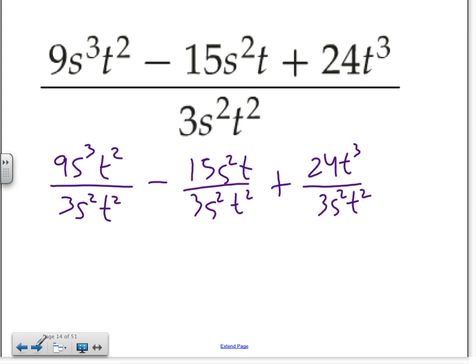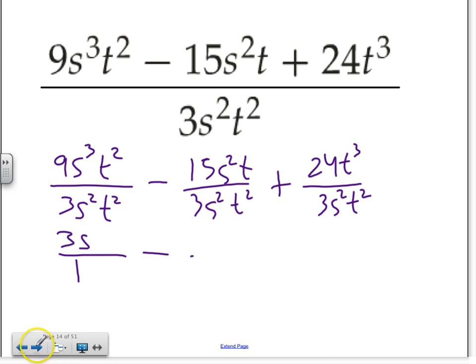Look at this. What's 9 over 3? 3. Top or bottom? Top. S cubed and s squared. S on top. Top. T squared, none. So basically it's just 3s, right? Or 3s over 1. Fine, you can write it that way if you want to, or just write it as 3s.